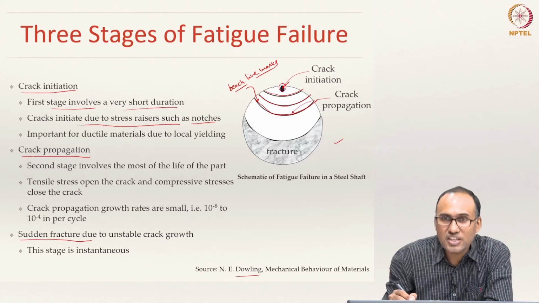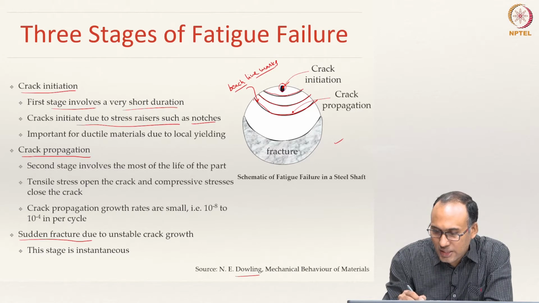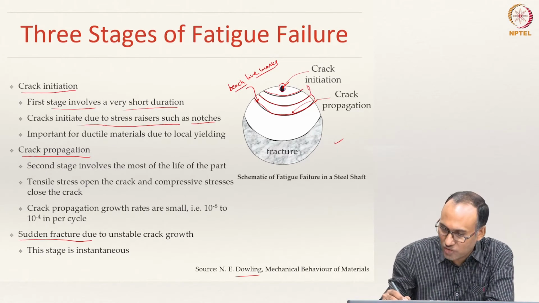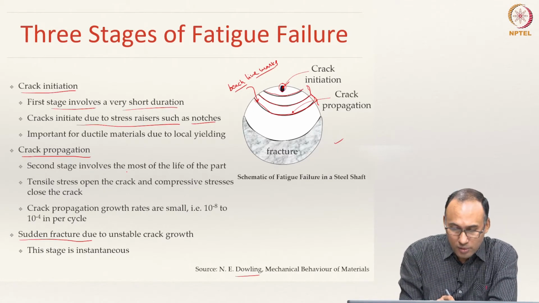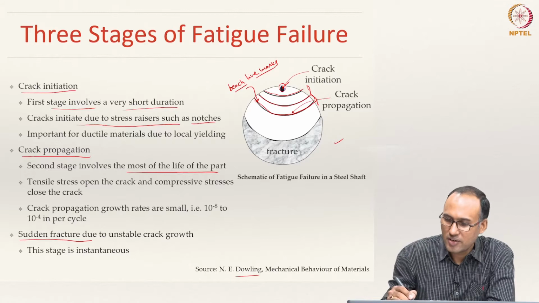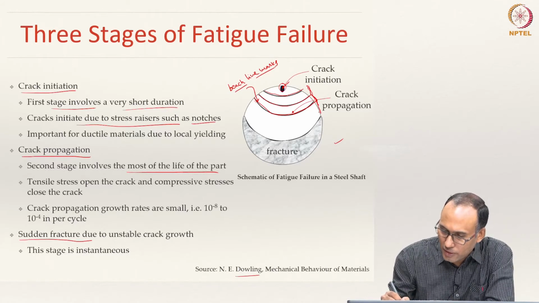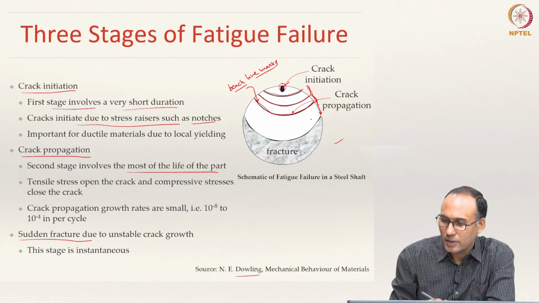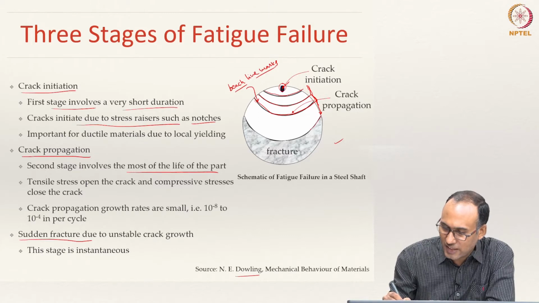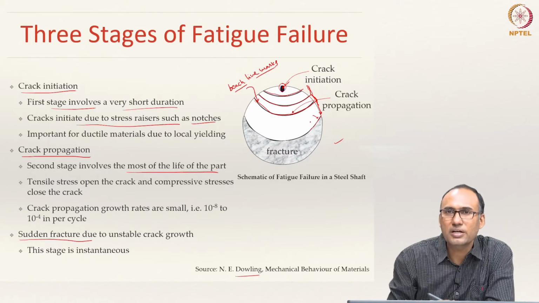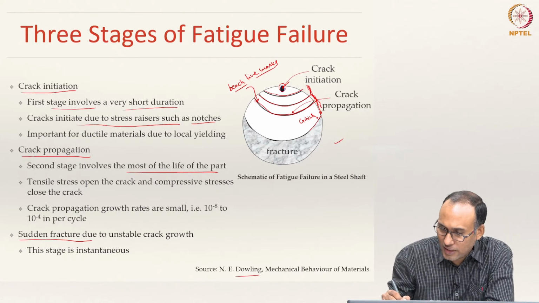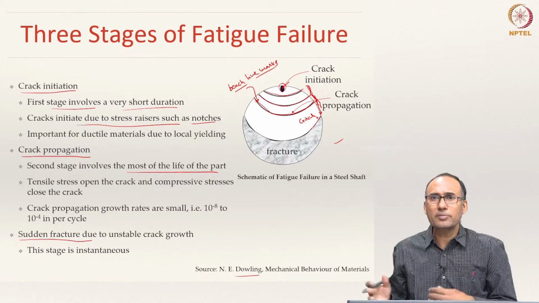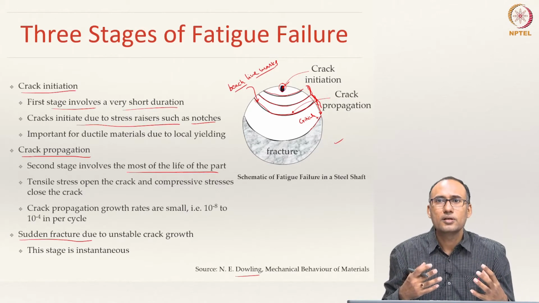So, you have a small crack initiation, and from there you will see these lines, which actually represent the propagation, that is your propagation stage. That is the second stage, which involves most of the life of the part, because from here up to here your crack is propagating, and this is the length that is the critical length for this component. Up to here the crack may propagate, but the component is safe.